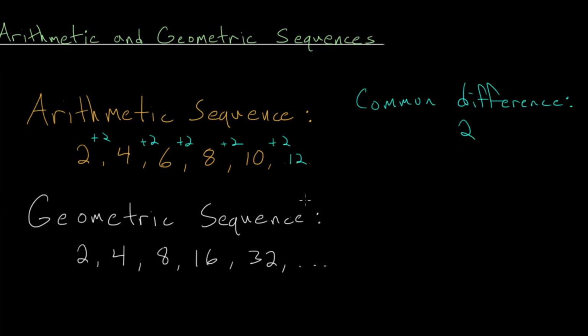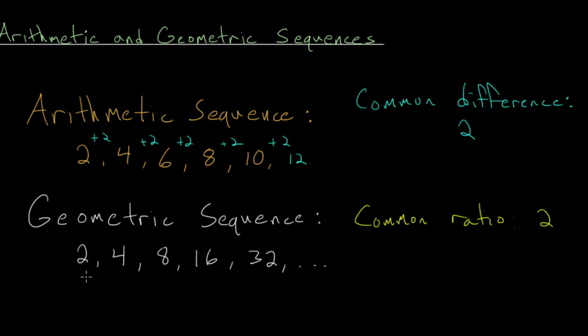Now, for a geometric sequence, instead of being additive, they are multiplicative. So it starts with 2, then 4, 8, 16, 32. The next one would be 64, then 128, and so on. And these sequences have what we call a common ratio. And in this case, the common ratio is 2.